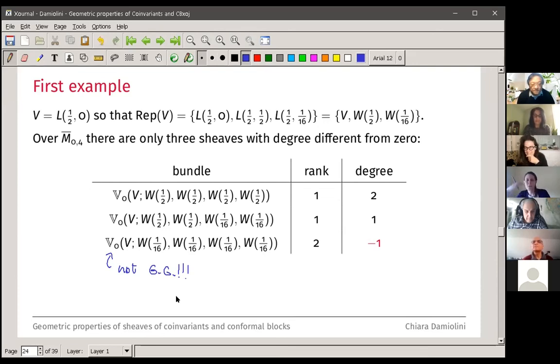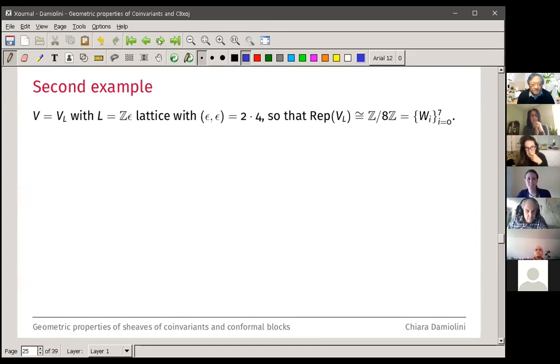And so when we saw this, we thought, okay, maybe the rank is the problem. It's too much. Maybe rank equal to 1 would be enough. Well, no, that is also not working. Not entirely, because we can construct an example through lattices. So I can take an even lattice. In this case, it's just generated by 1 element, and the pairing is 8. It's an even lattice.